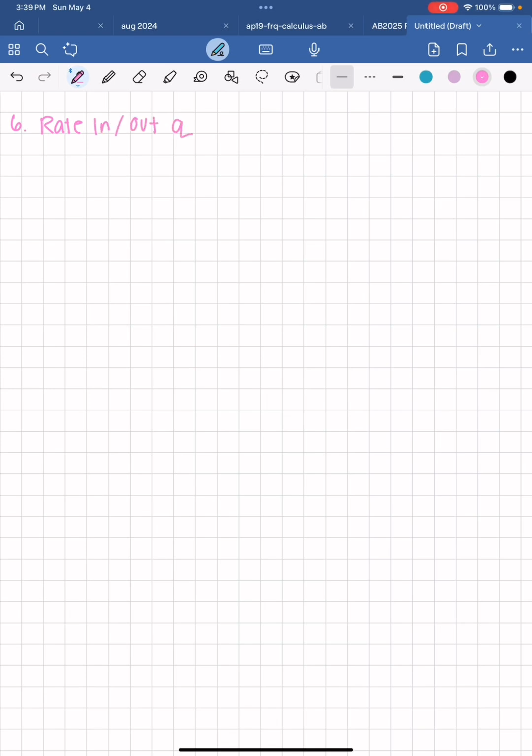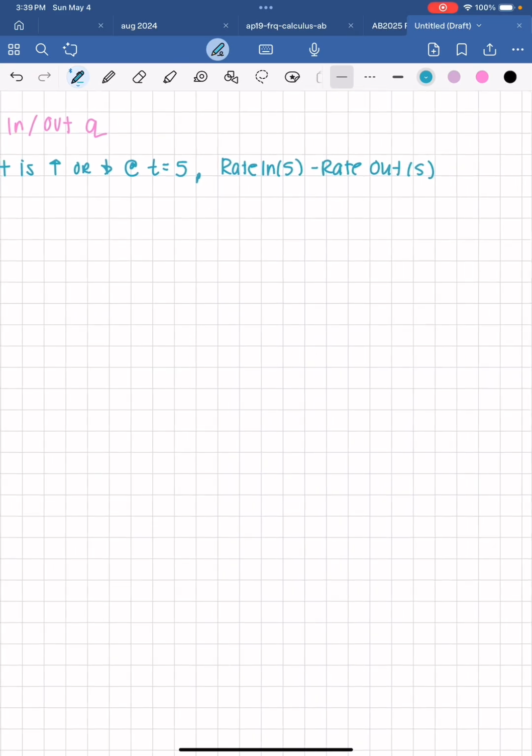All right, tip number 6. For rate in, rate out questions. This is really important. If they want to know if the amount of sand, amount of people, amount of fish, is increasing or decreasing at a time, let's say time equals 5, I'm just making it up, then you're going to do rate in of 5 minus rate out of 5. You're going to use your calculator. And if it's greater than 0, then the amount is increasing. If it's less than 0, the amount is decreasing.